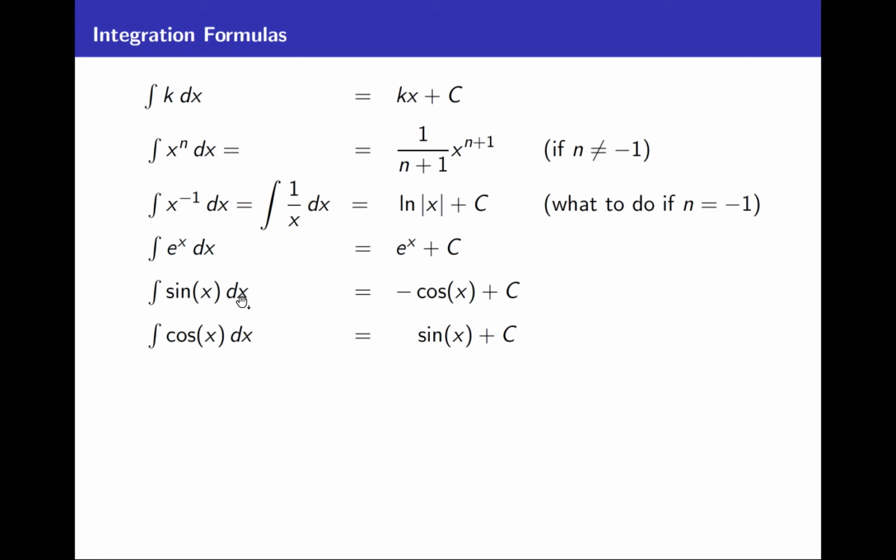Notice how the integration formulas for sine and cosine are similar to, but differ from, the differentiation formulas. We had the derivative of sine of x was cosine of x, and the derivative of cosine x was minus sine of x. But when we're taking the antiderivatives, those signs are reversed.